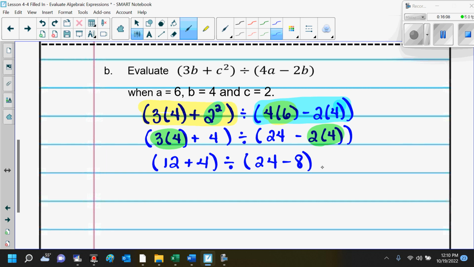Is everybody with me so far? So now, what's 12 plus 4? 16. And now, over here, we've got 24 minus 8, which is 16. And 16 divided by 16 is 1. And there's your final answer.